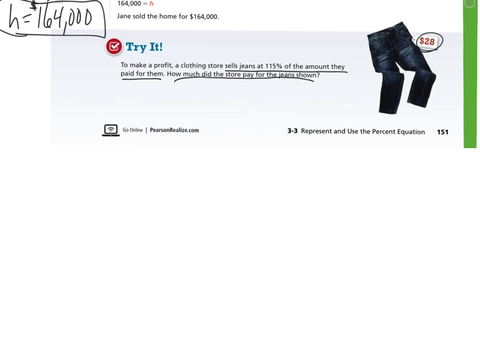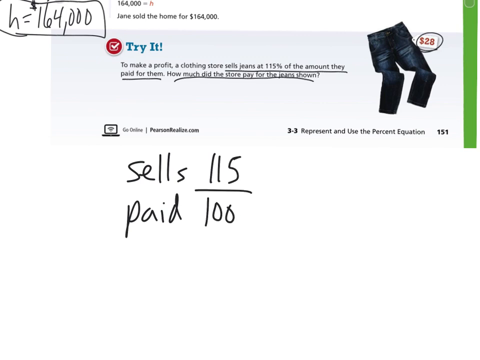So if you look, the $28 is what they are selling them for. One way we could look at this is sells and paid. They're selling them for 115%. They paid 100%. They're also selling them for a dollar amount, $28, and we're trying to figure out how much they paid for them. So this would be one way you could do this.